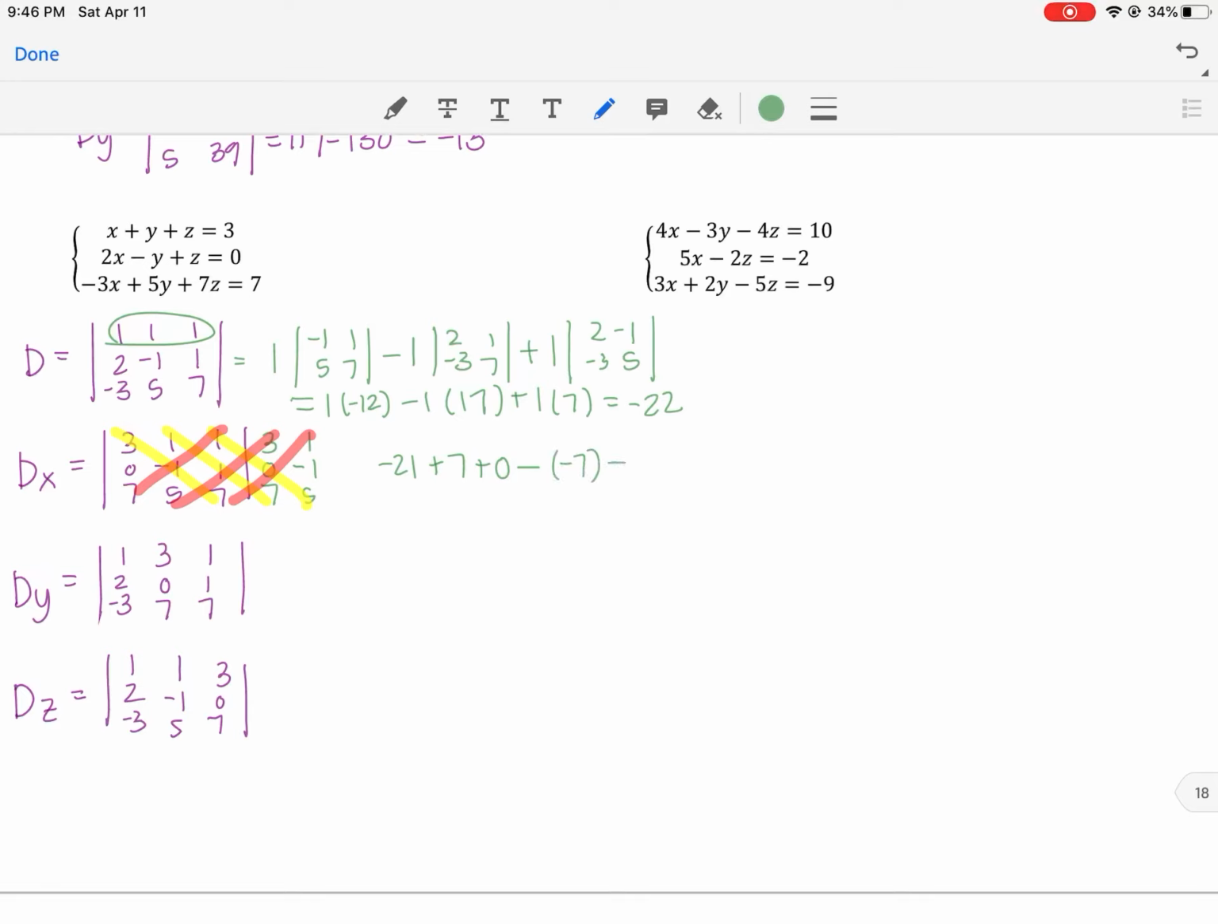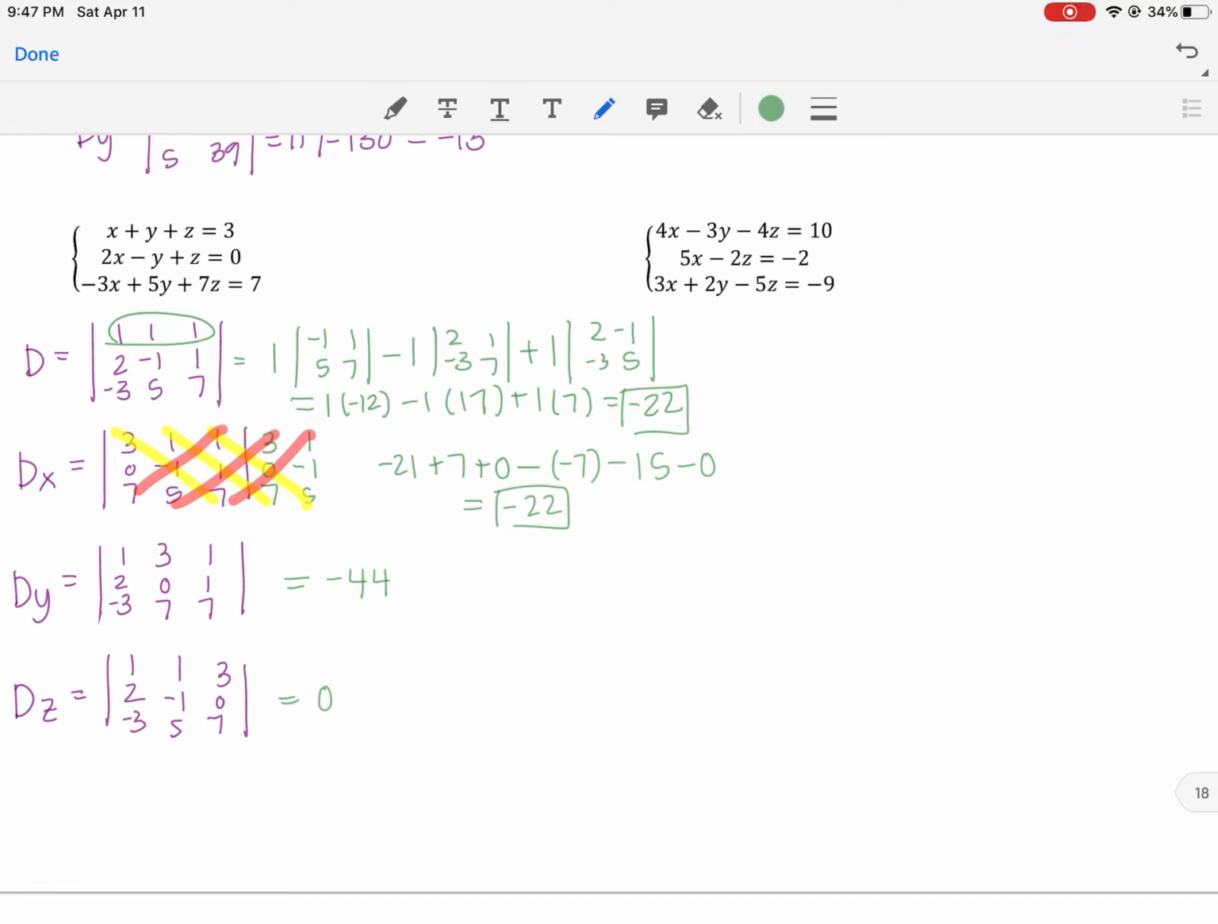Okay, let's do it then. So we get minus 1 times negative 1 times 7 is negative 7. Minus 3 times 1 times 5 is 15. Minus 1 times 0 times 7 is 0. And we end up with negative 22.